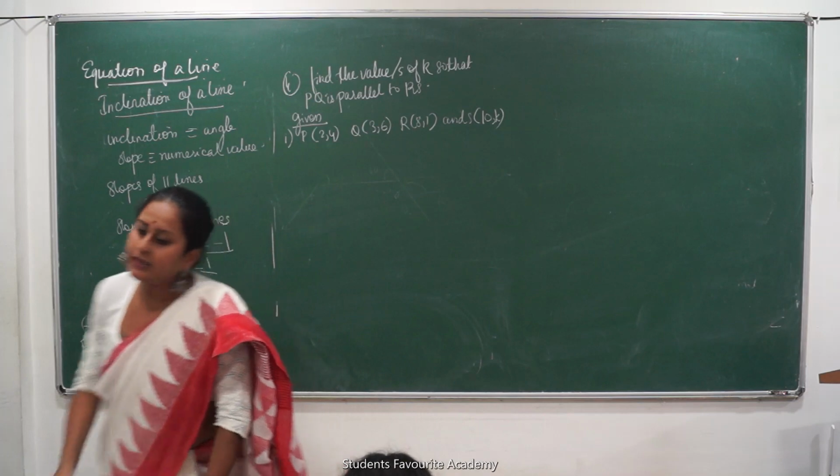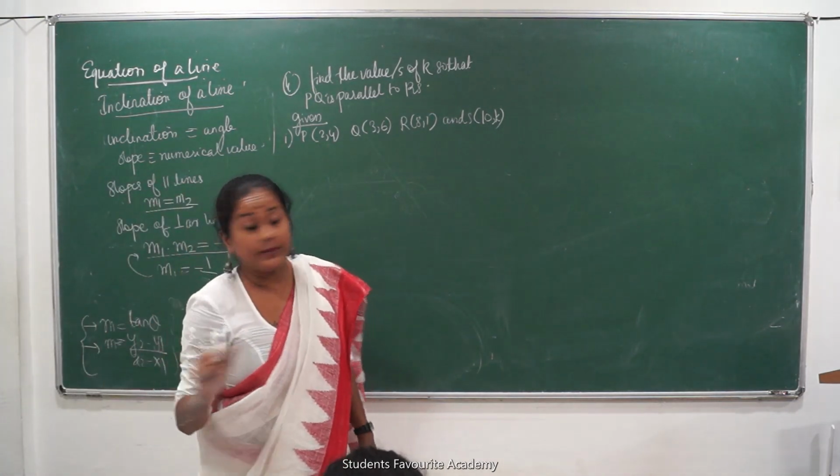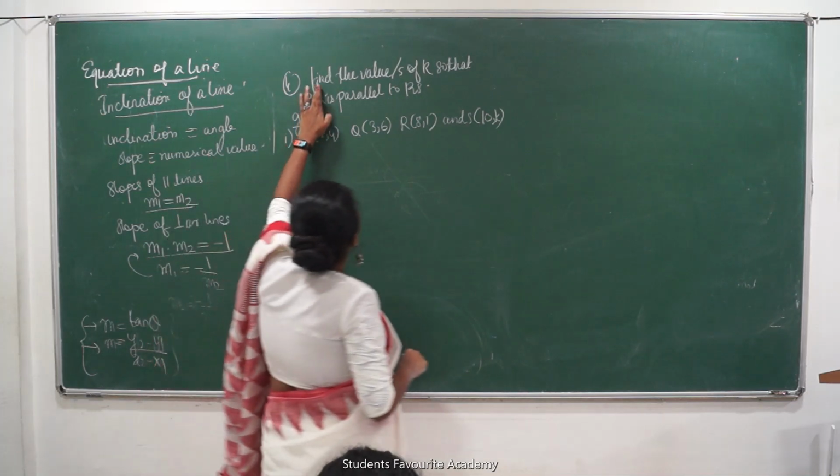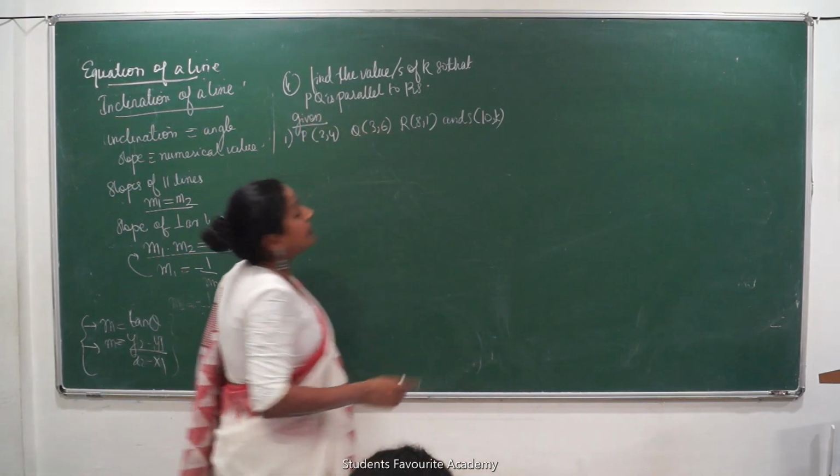There are 3 parts to it. I will solve one part. After that, you solve it. What is the question? Always we have to understand the question. What have we been asked? Find the value of k so that PQ is parallel to RS.